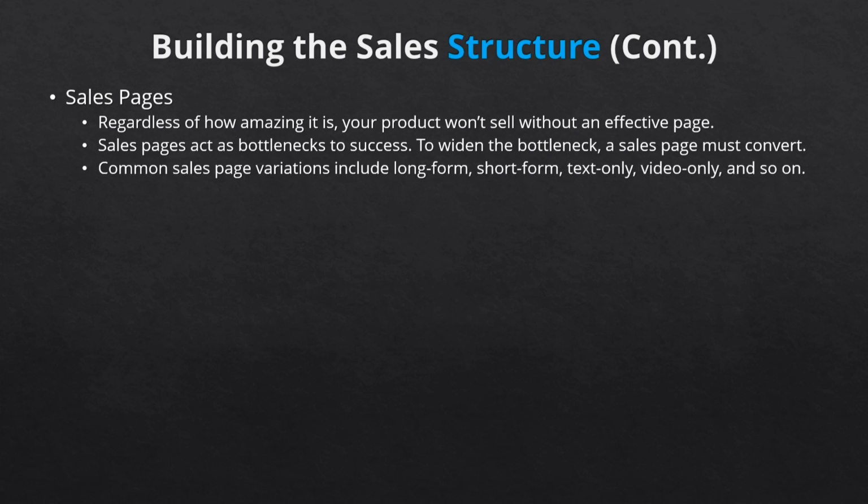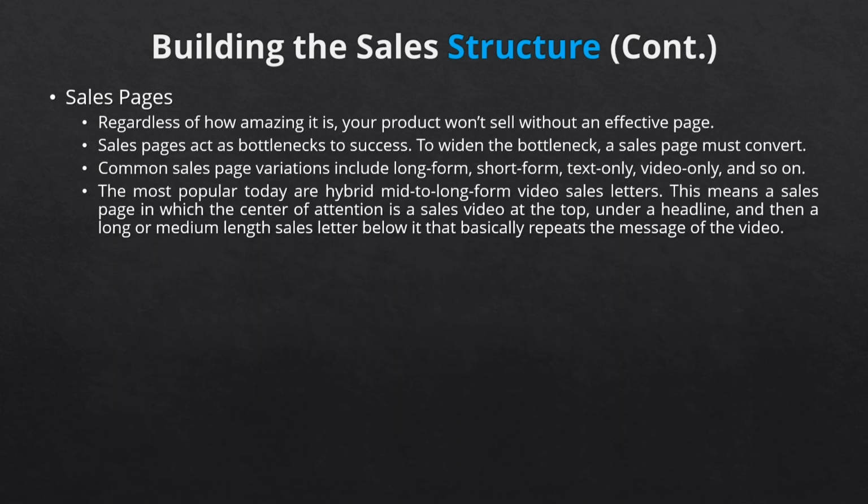The most common ones you'll see today are hybrid mid to long form video sales letters. This means a sales page in which the center of attention is a sales video at the top, under a headline, and then a long or medium length sales letter below it that basically repeats the message of the video. This type of page has the advantage of appealing to people who like to learn via video, people who like to learn by reading thoroughly, and people who like to just skim down the page and collect the main ideas.